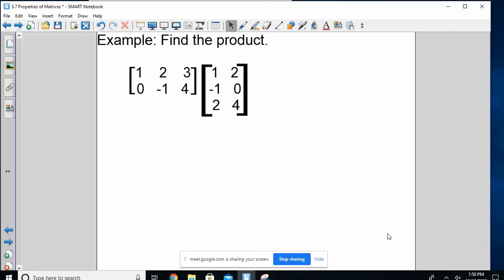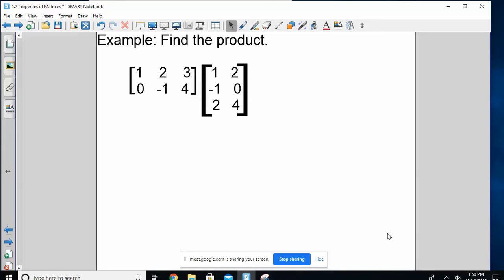Next we have row 1, column 2. So the row in the first row times second column. So 1 times 2 is 2. 2 times 0 is 0. 3 times 4 is 12. And we get 14. Now we have row 2, column 1. So second row times the first column. So 0 times 1 is 0. Negative 1 times negative 1 is positive 1. 4 times 2 is 8. And we get 9.